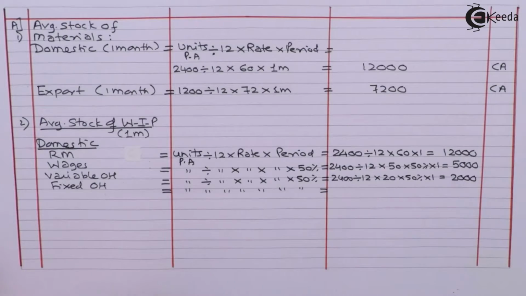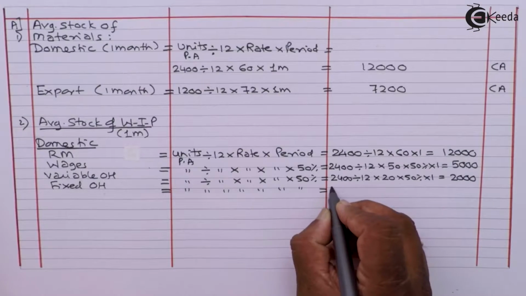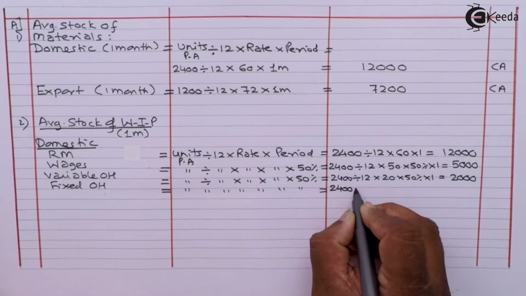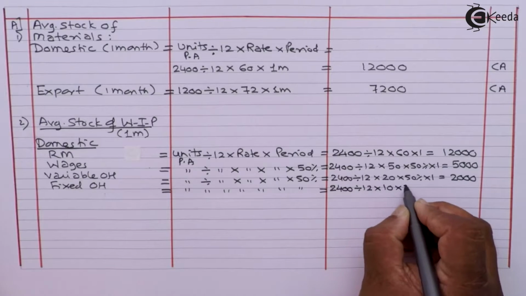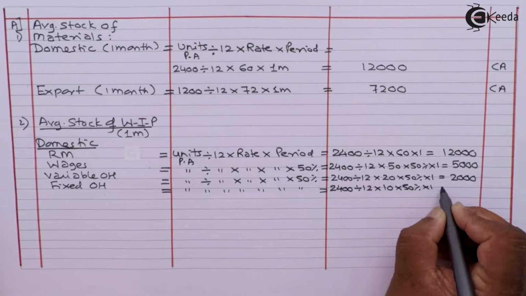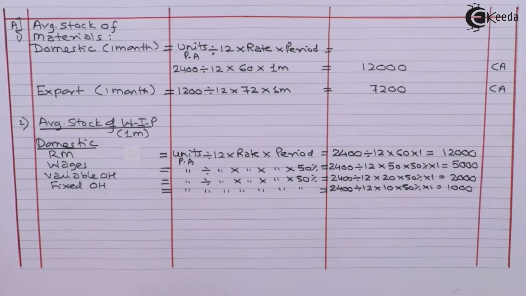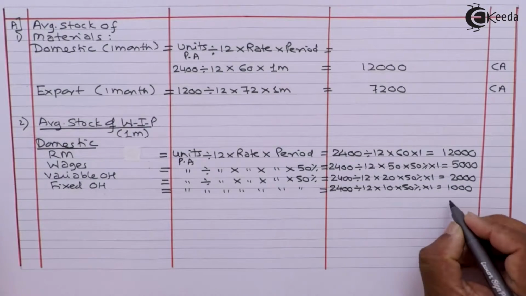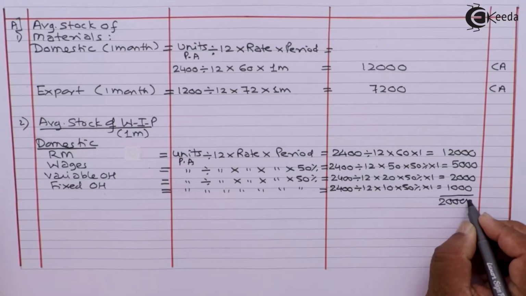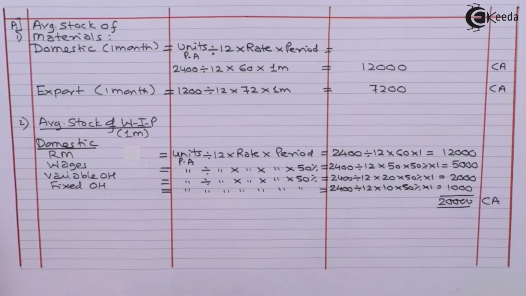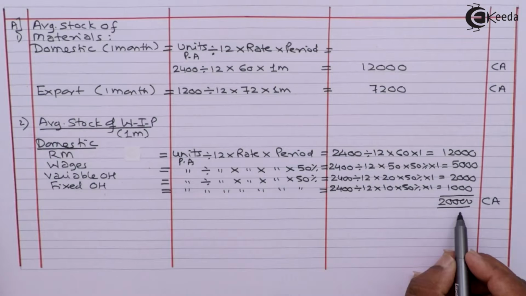Fixed overheads per unit 10 rupees. Per annum 2400 units divided by 12 multiplied by rate 10 multiplied by 50% comes rupees 1000. Stock of work in progress for domestic market is 20,000.